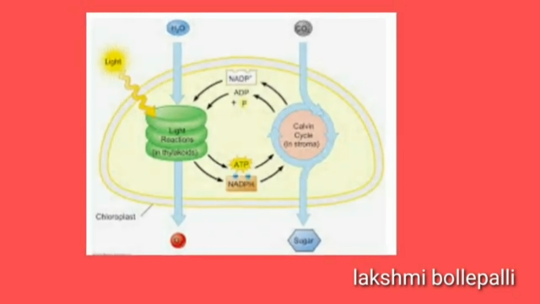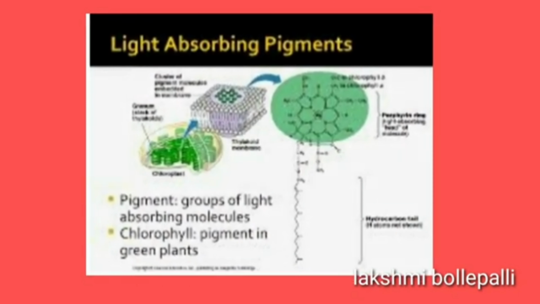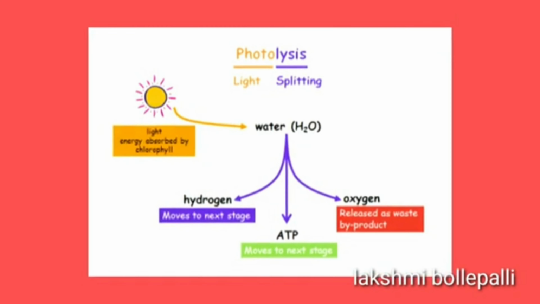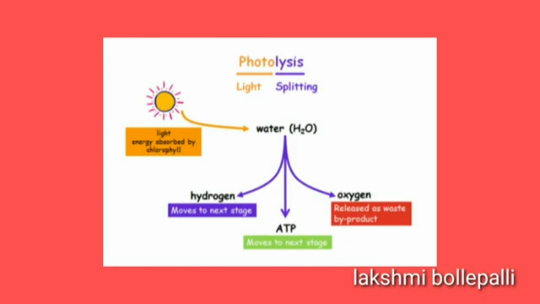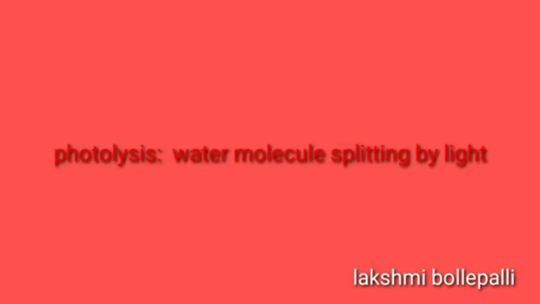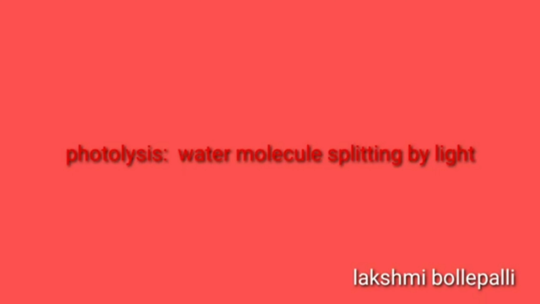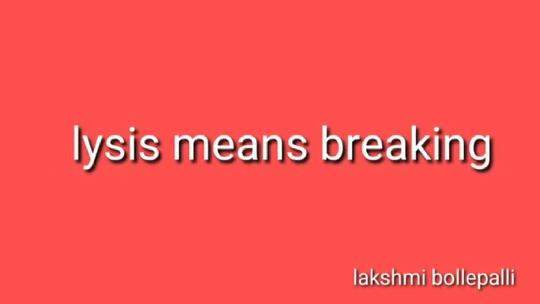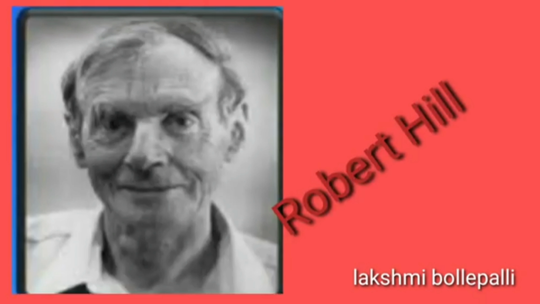In light dependent reaction, there are three steps. In step 1, chlorophyll absorbs the photons. Photon is the smallest unit of light energy. By using light energy, water molecules split into hydrogen ion and hydroxyl ion. The reaction is known as photolysis. Why? Because the water molecule is splitting by light. Photo means light. Lysis means breaking. This was discovered by Robert Hill. Hence, it is also called Hill's reaction.